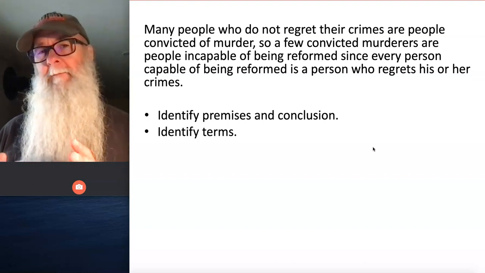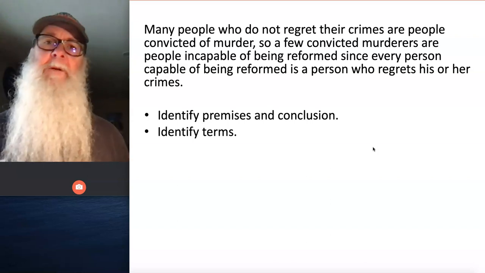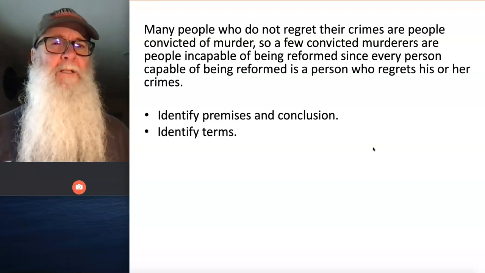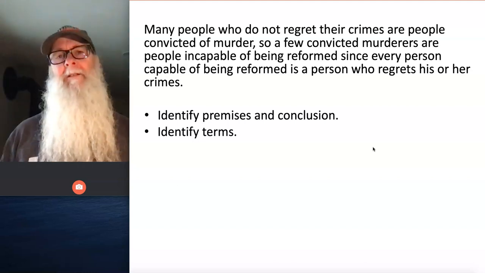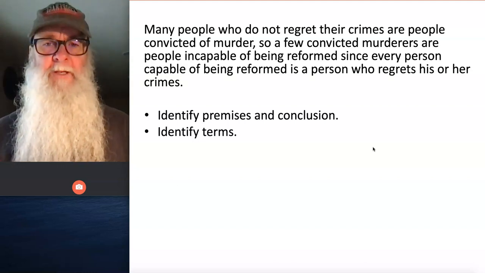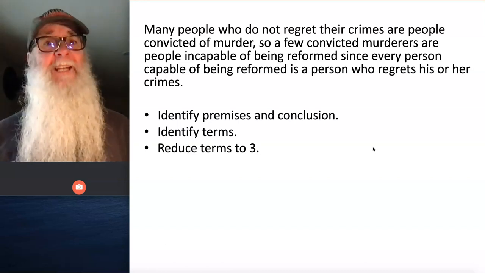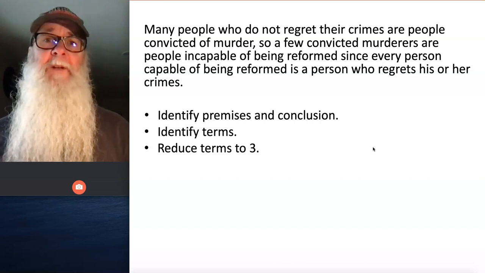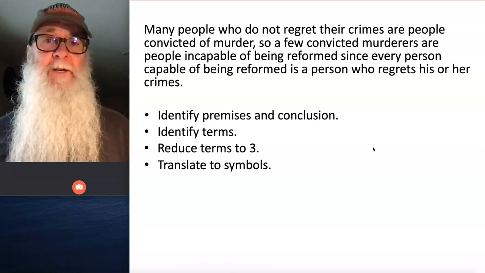And we're going to pay really careful attention to the wording of the terms as we're looking through the argument to see if we can identify any synonyms, any terms that are worded very similarly but not identically to one another, or any terms that kind of mean the same thing. That's going to help us begin the process of reducing the number of terms by looking for synonyms. Once we've got all our terms identified and assigned letters, we're going to reduce the number of terms down to 3. And once we've got our major, minor, and middle term, we're going to represent the argument symbolically.